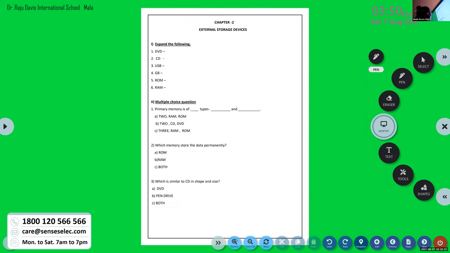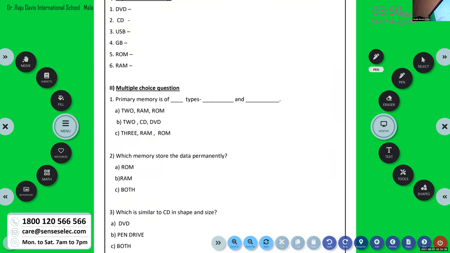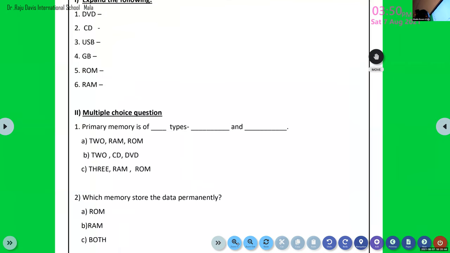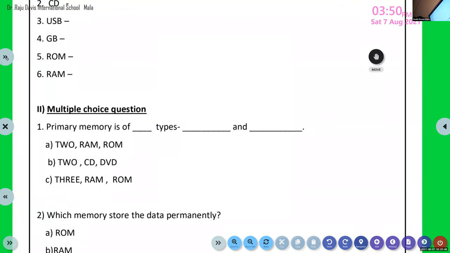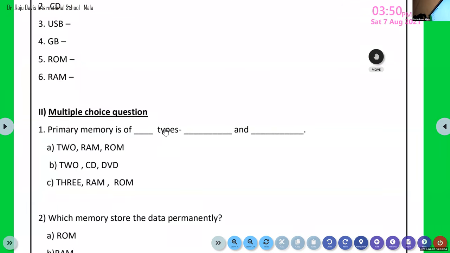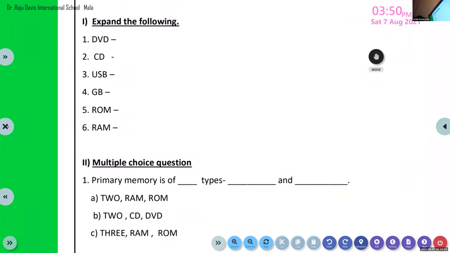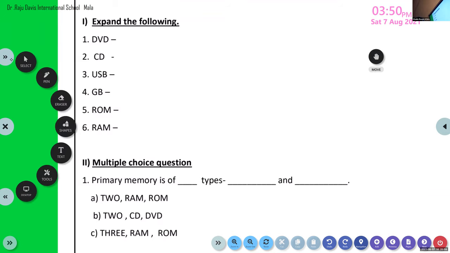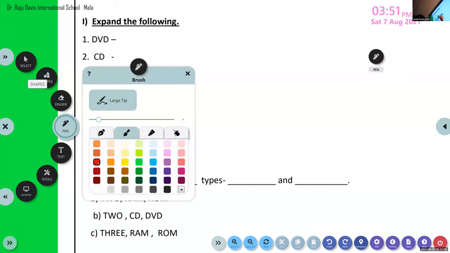Okay. Then here is your question. Let me zoom it. I'll call one by one. If you know the answer to any of the questions, you can write. And one more thing, USB stands for Universal Serial Bus. So I would like you to write the answers that you know. No need to write the question. Now I'm going to start the quiz, which is between your teams, both girls and boys.